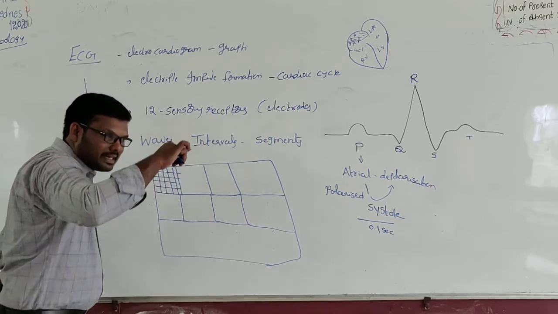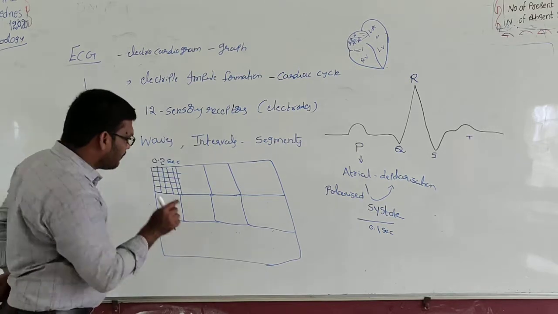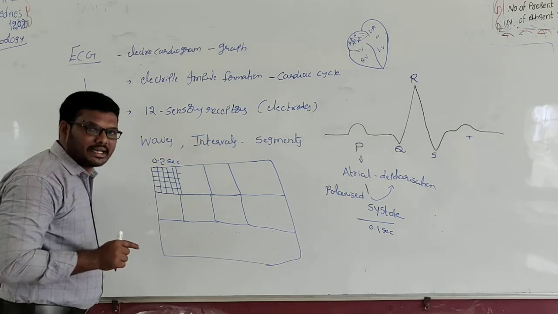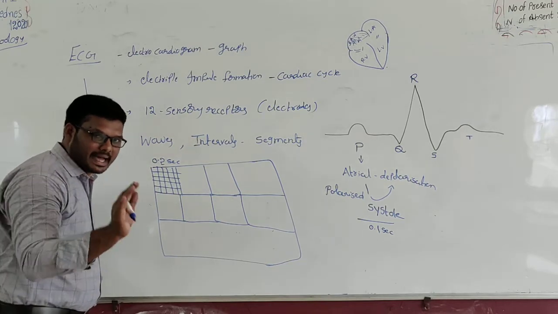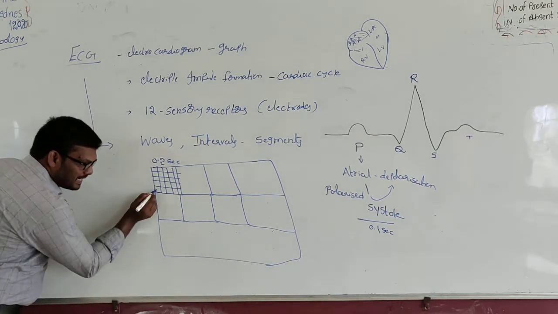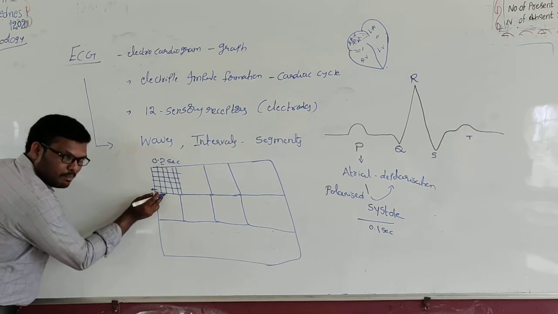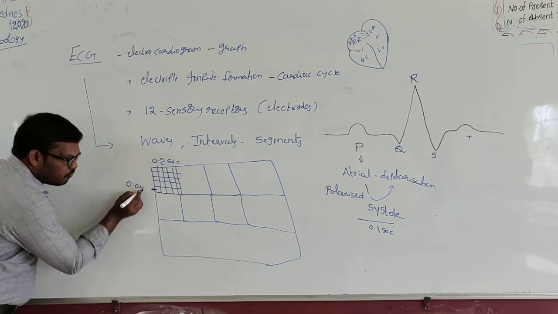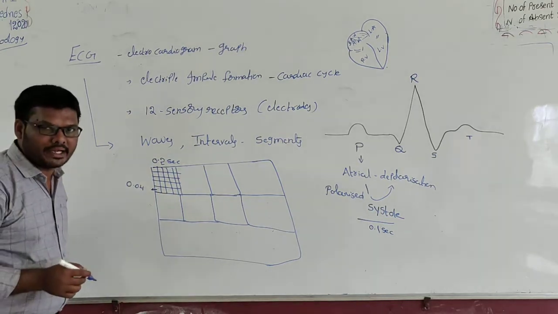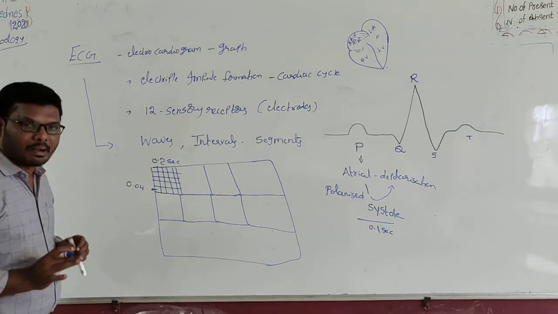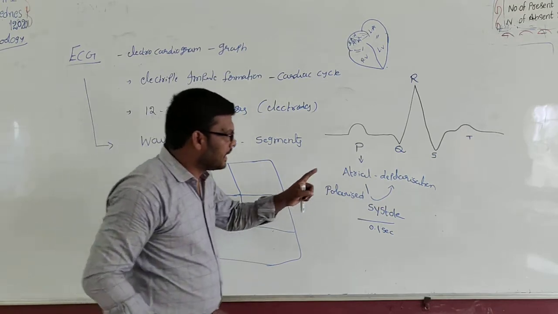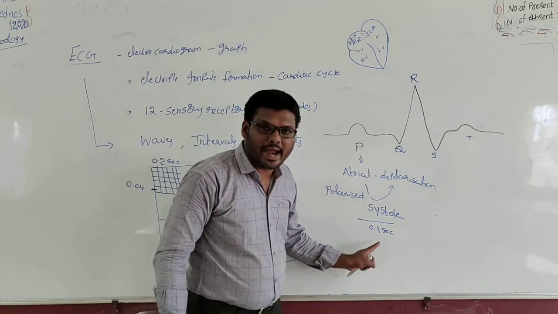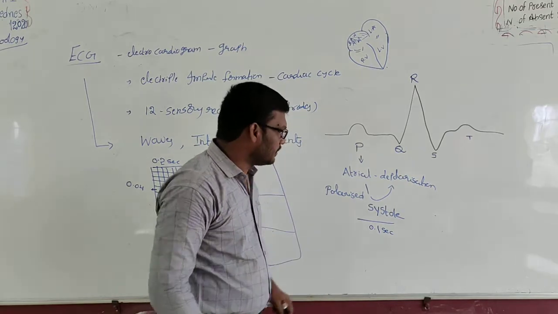That's why, at the drawing of that graph, you complete this distance in 0.2 seconds. It is the normal condition. Now, a wave covering a single small box takes 0.04 seconds. Now come to the point. Here the atrial systole takes place in how many seconds? 0.1 second.